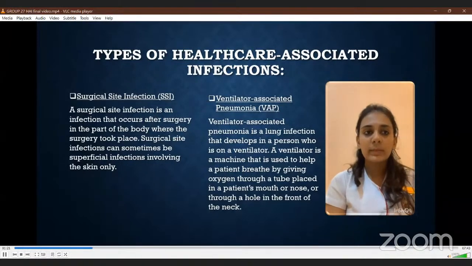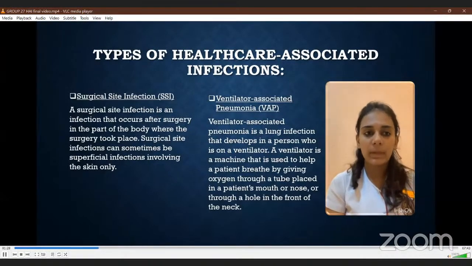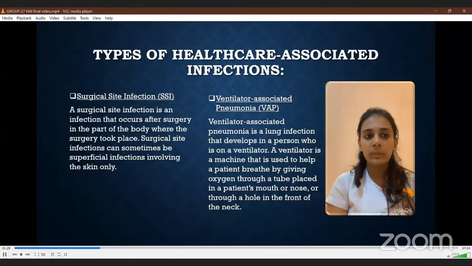The last and fourth one is ventilator associated pneumonia. It is a lung infection that develops in a person who is on a ventilator. A ventilator is a machine that is used to help a patient breathe by giving oxygen through a tube placed in a patient's mouth or nose or through a hole in the front of the neck. An infection may occur if germs enter through the tube and get into the patient's lung.